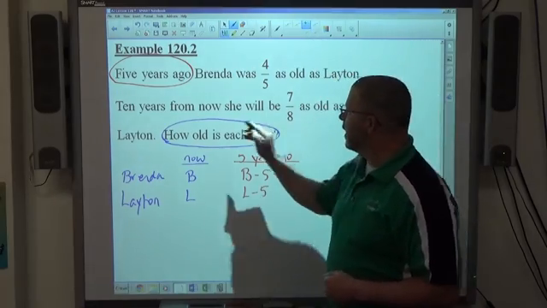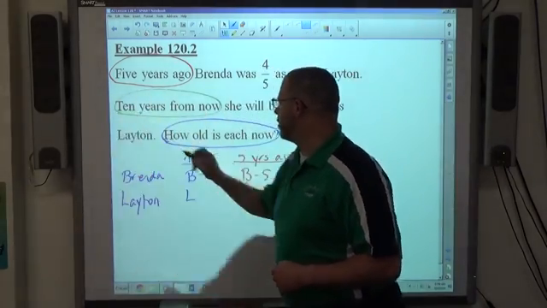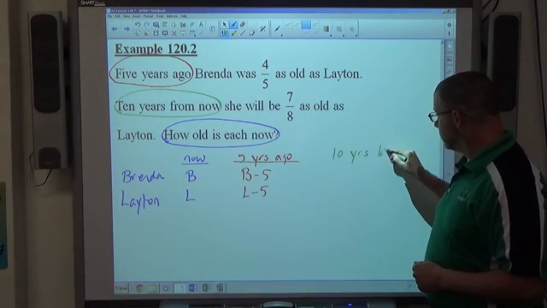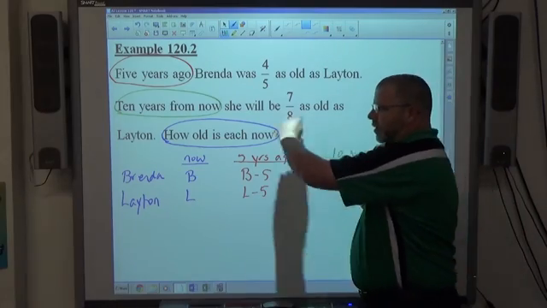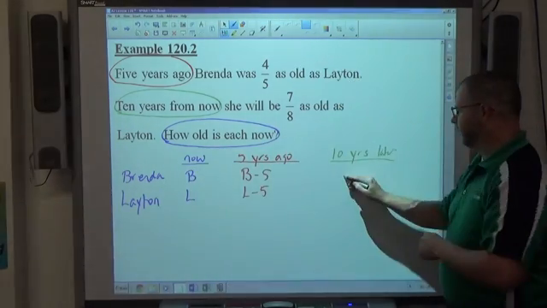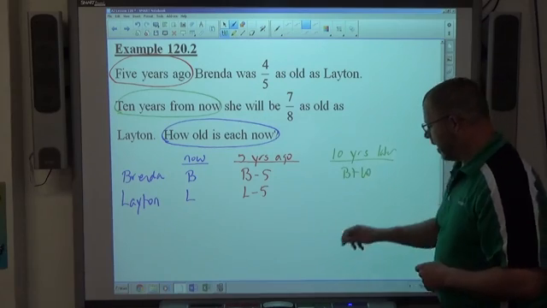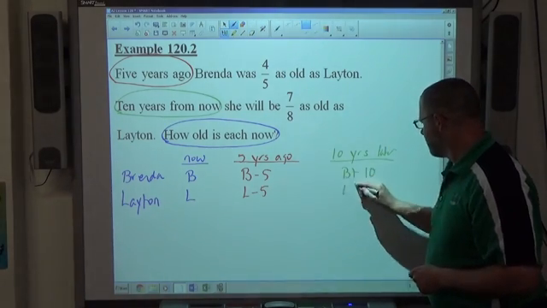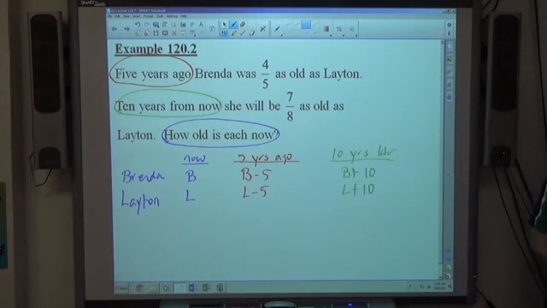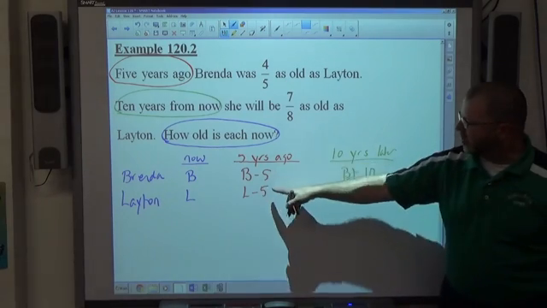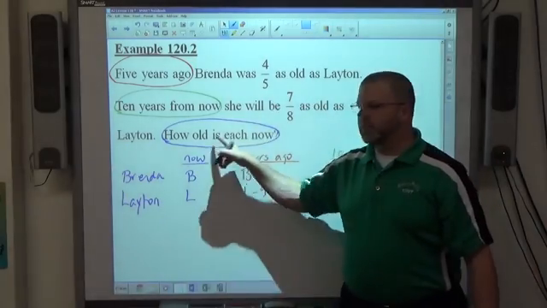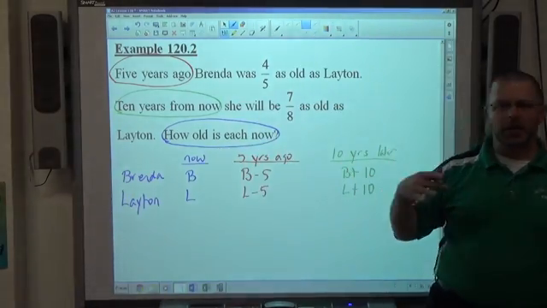And then we have 10 years from now, that's 10 years in the future, right? 10 years later than now, so B plus 10 and L plus 10. All right, so the top fact has to do with their 5 years ago ages, and the middle fact has to do with their 10 years later ages. Their question is, how old are they now? We're trying to find both L and B.